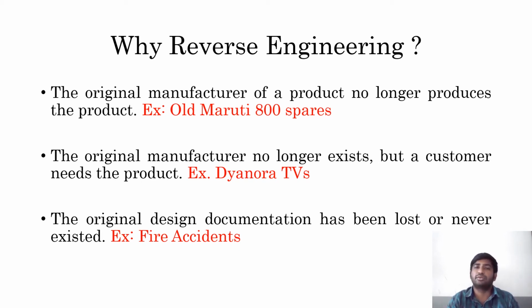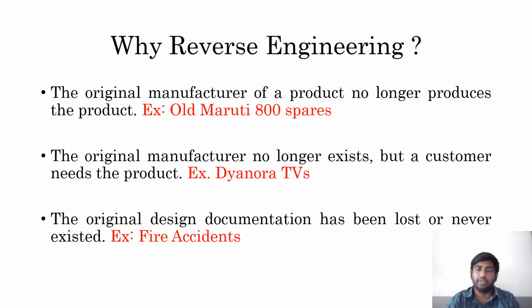So for example, we are in need of some Maruti 800 parts, which means we have to scan the old parts. After that, we have to create a 3D model. After that 3D model, we transfer it into any manufacturing system to create the Maruti 800 parts.